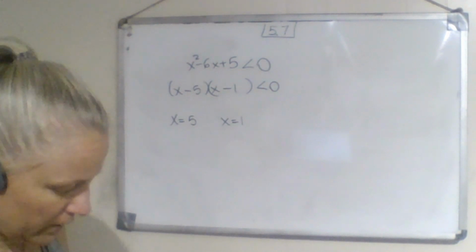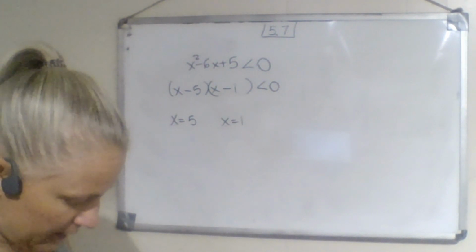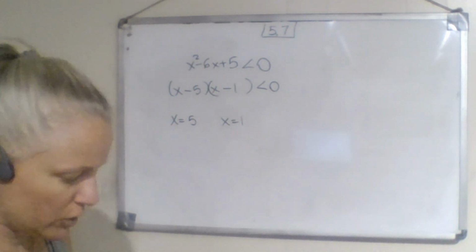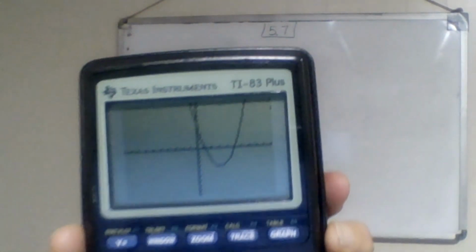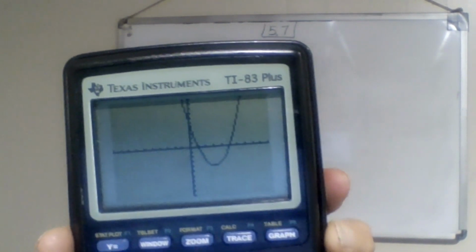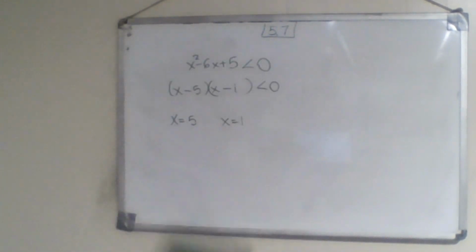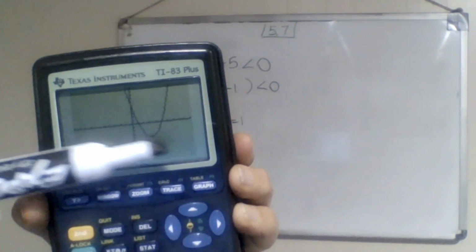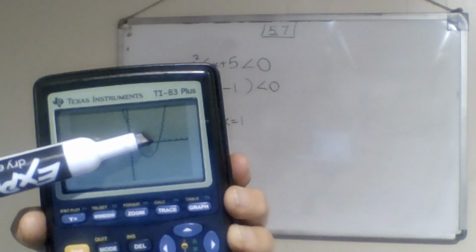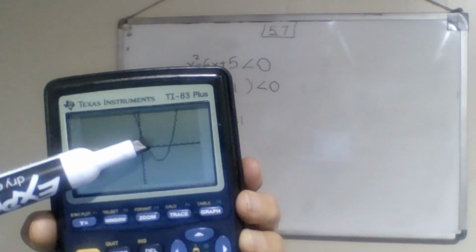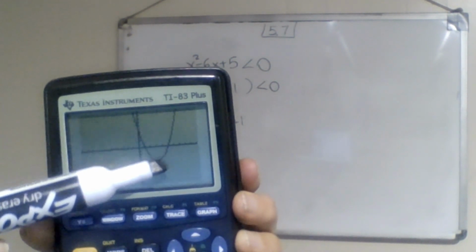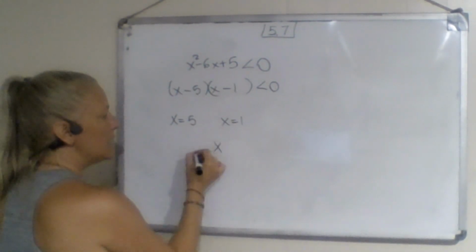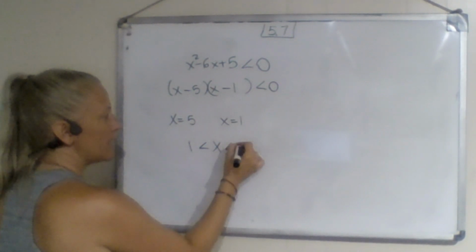I'm just going to type x squared minus 6x plus 5, and then I press Zoom 6 just to make sure that I graph it correctly. Here's my equation right there, and you see my solutions. It's 1 and 5, right? I'm looking for where this is less than 0. So if this is where y is 0, I'm looking for all the solutions underneath. In between 1 and 5, all of my solutions are negative. So I'm going to write the solution as x has to be greater than 1 but less than 5.